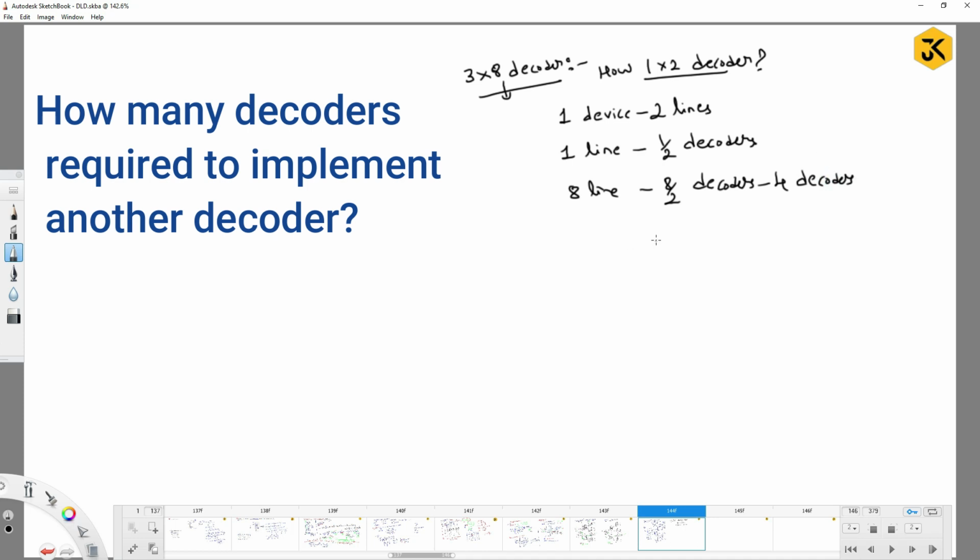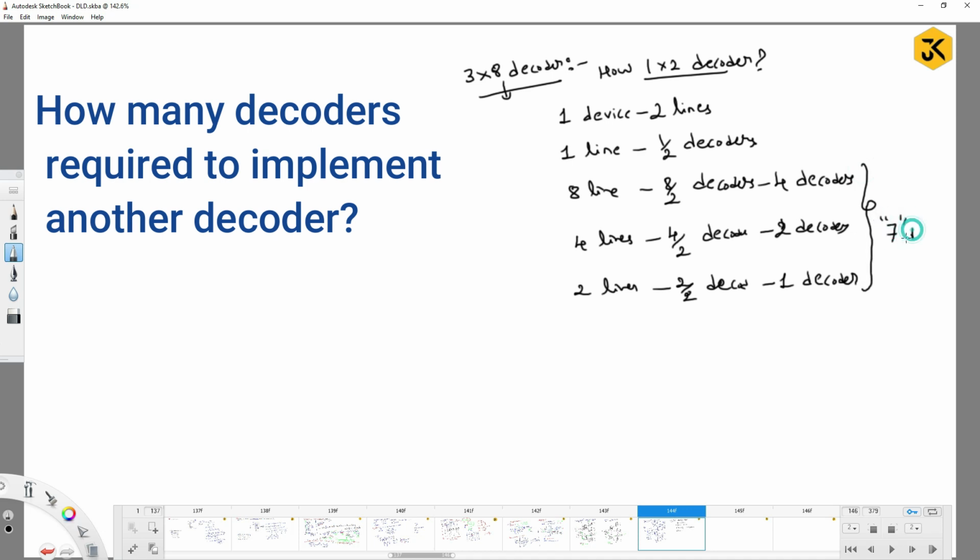For these 4 decoders, you are going to have again 4 lines. Again you are going to have 4/2 decoders required. That means 2 decoders. Again you are going to have 2 lines. These 2 lines are required to be implemented, so you require one more decoder. That is, I can call it 1 decoder. Can I stop here? Yes. So in total, how many decoders are required here? 7 decoders are required in order to implement a 3/8 decoder.